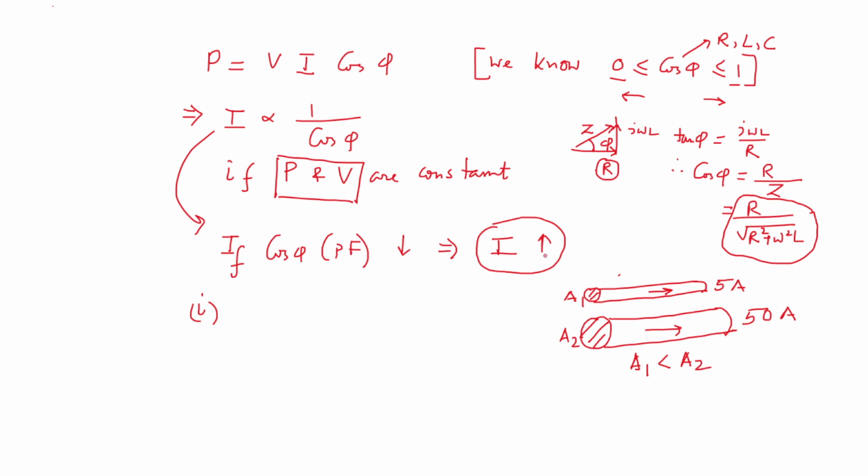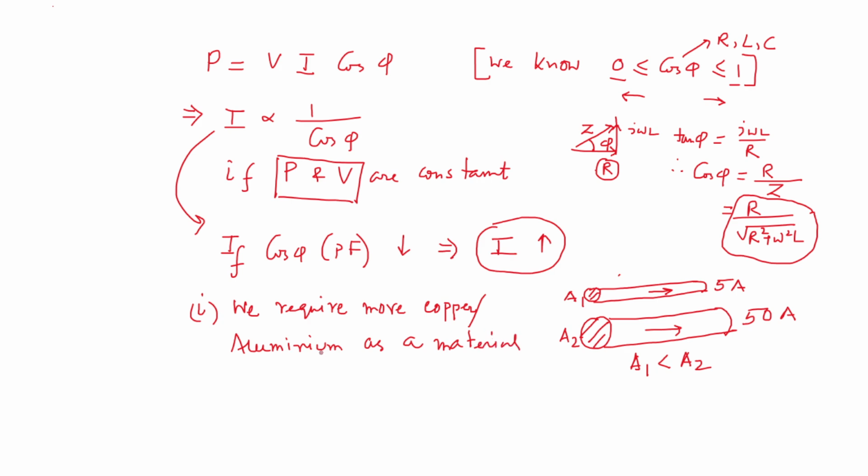So if current is more, the immediate conclusion we can draw from here is that we require more copper or aluminium as the material of the conductor.